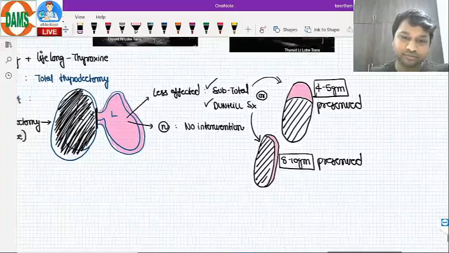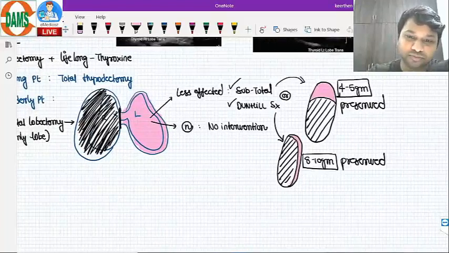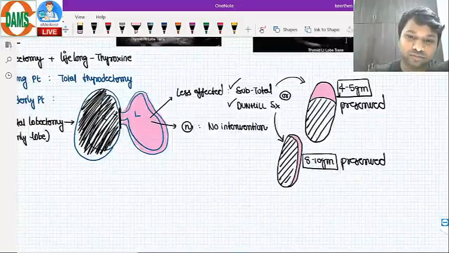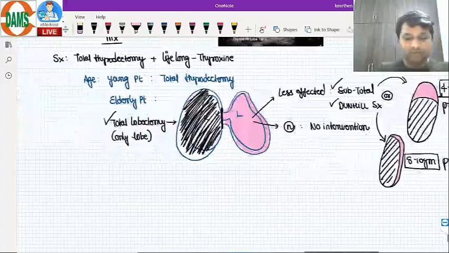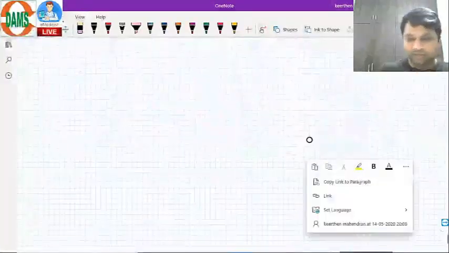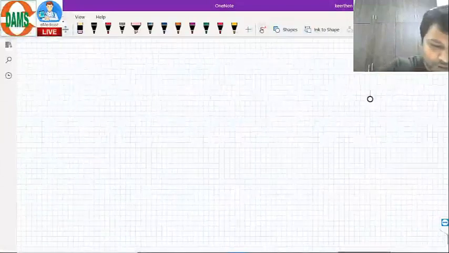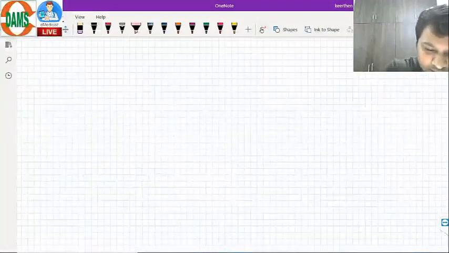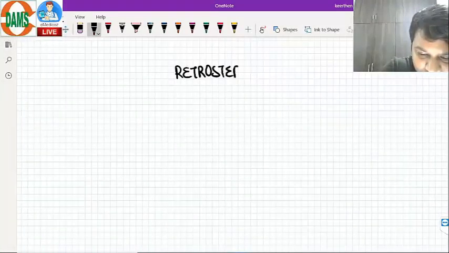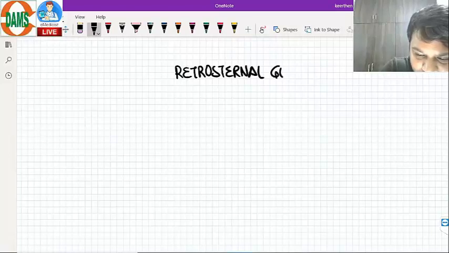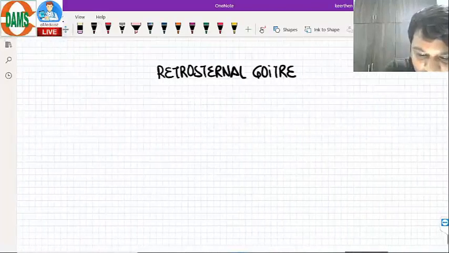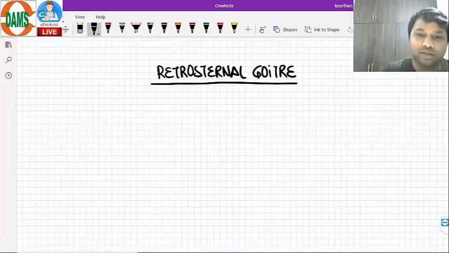Good to go. Okay, right. So this is the management with respect to goiter. Now we'll take a special scenario in goiter. Within the goiter, we have a special type of goiter which is called retrosternal goiter.